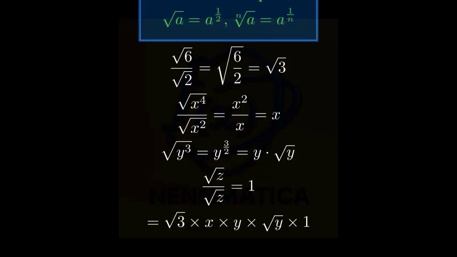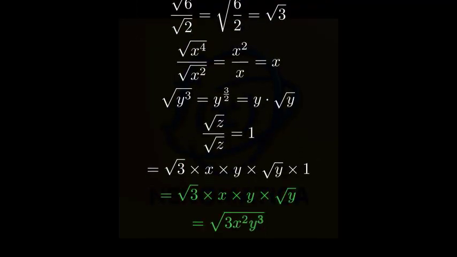Combining all these terms, we get the square root of 3 times x times y times the square root of y, all divided by the square root of z. This can be written as x times the square root of 3y divided by the square root of z, or simpler still, as the square root of 3 times x squared times y cubed. Let's move on to our third example.